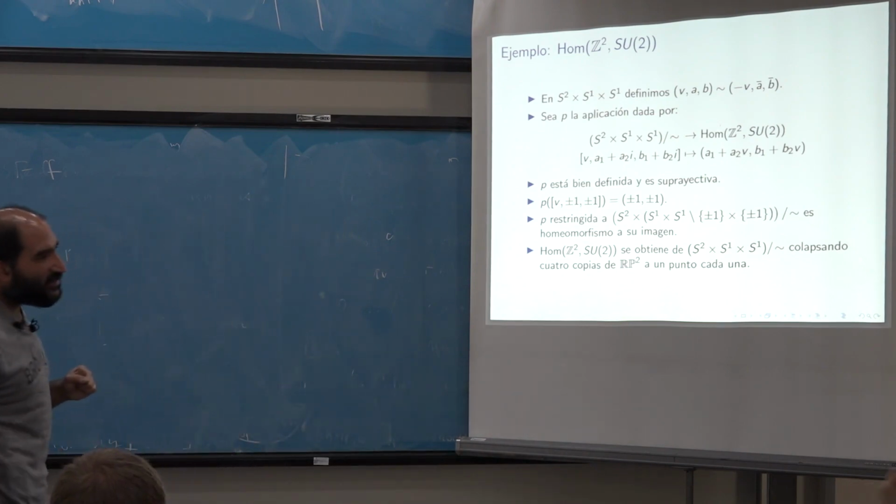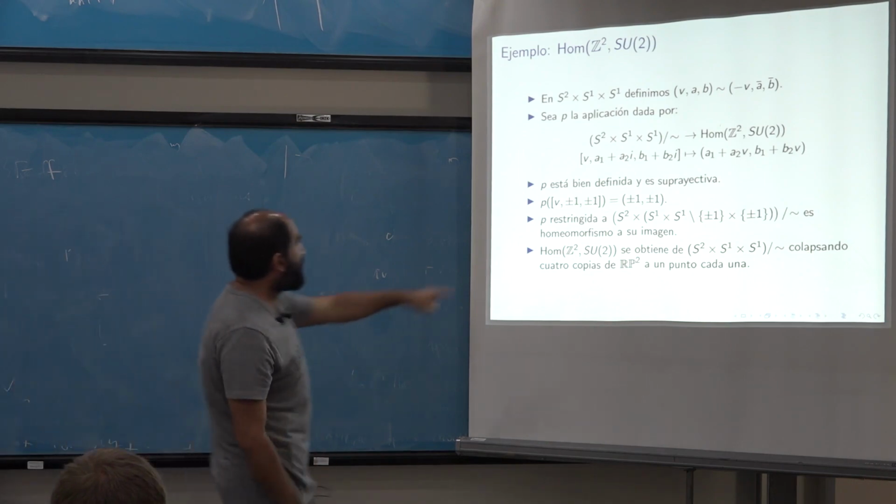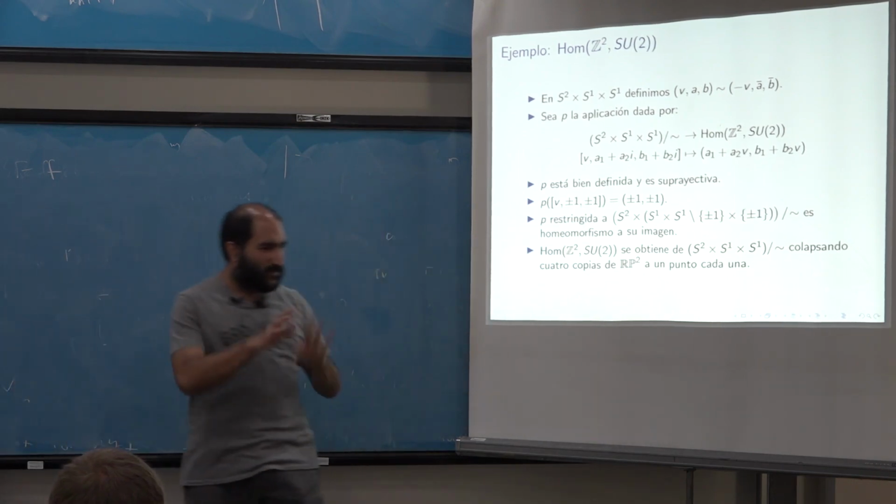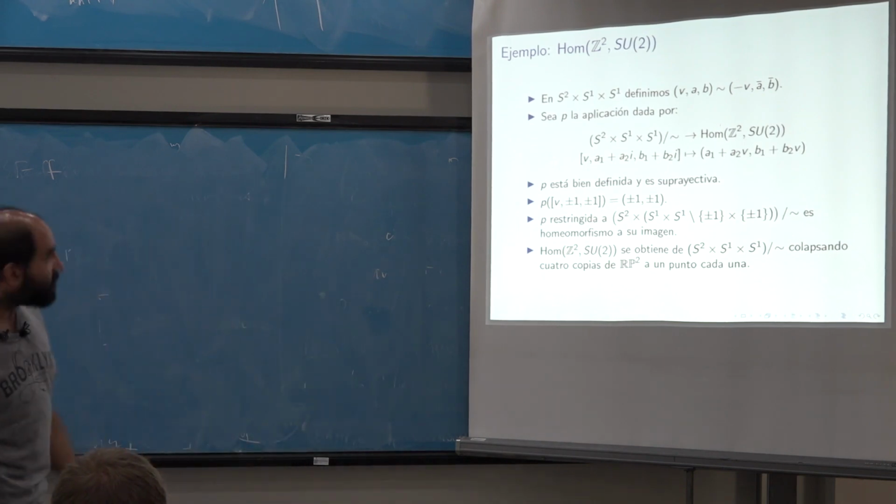Yes. And do they intersect, these copies of RP^2? No, those are completely disjoint. They come from the different combinations of signs there. Yeah, right.